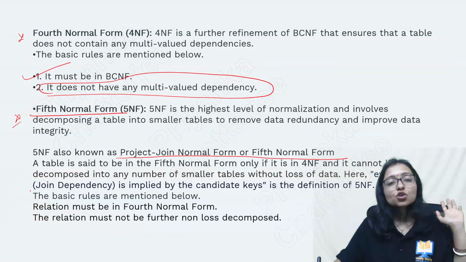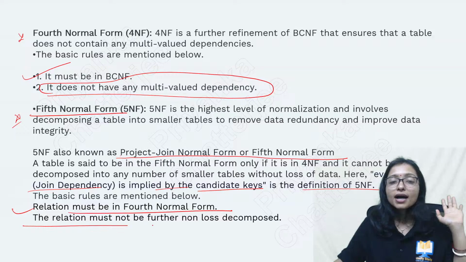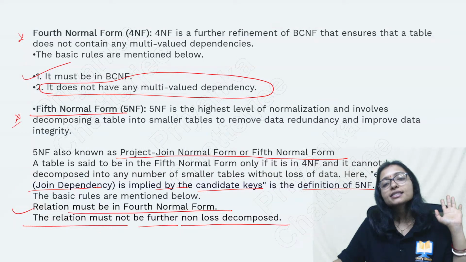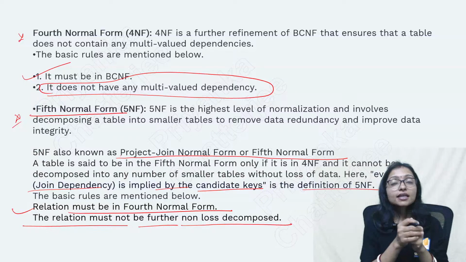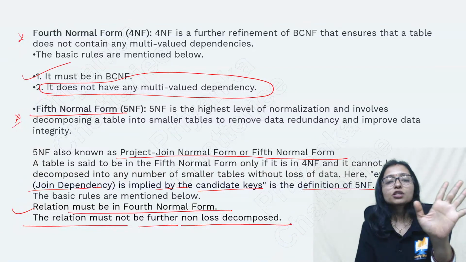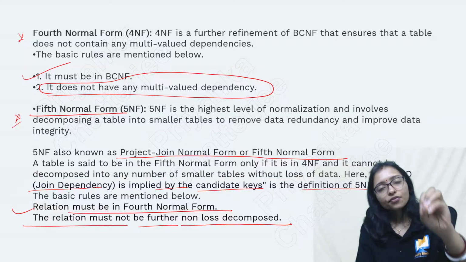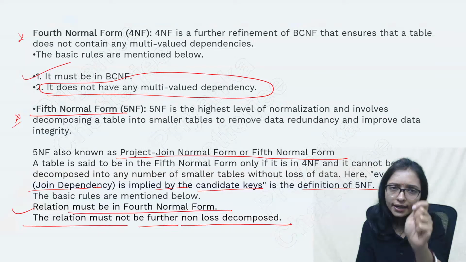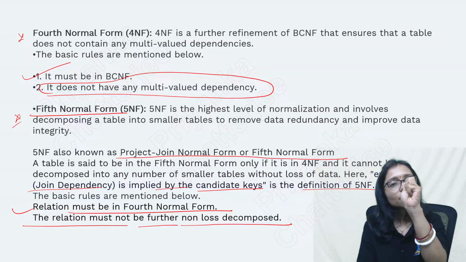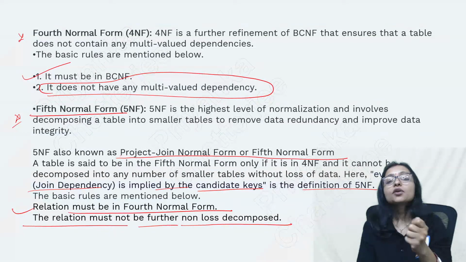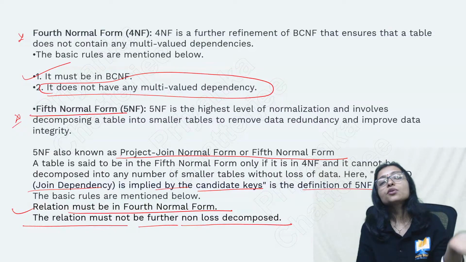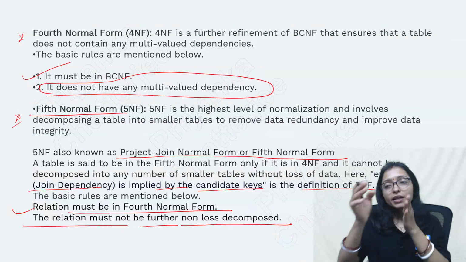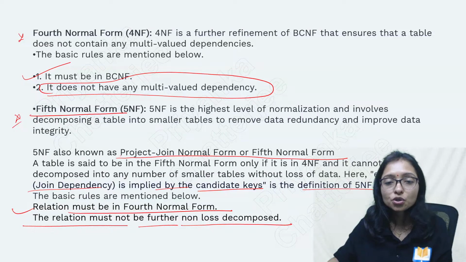Okay, here join dependency is implied by the candidate key defined in 5NF. The relation must be in 4NF. The relation must not be further decomposable losslessly. Meaning if you decompose it, it will be lossy. There will definitely be loss, meaning it is the smallest one after decomposition. You cannot decompose it more. If you try to decompose, then it will be lossy decomposition. We will learn lossy and lossless decomposition also.